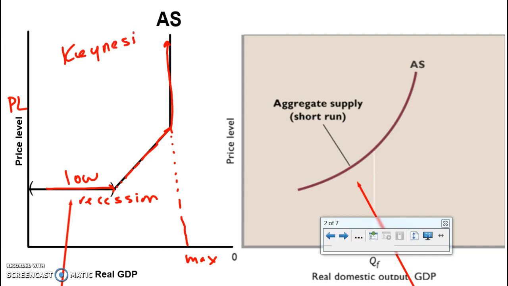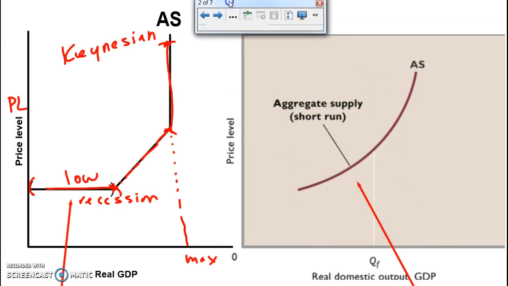John Maynard Keynes thought that we had these three different ranges. We had this range, which is a recession, this range, which is sort of normal, and then this range, which is an inflationary range. The one on the right is only showing short-run aggregate supply, and you'll notice it does not have ranges 1 and 3. It only has this middle range where you expand output and prices go up.